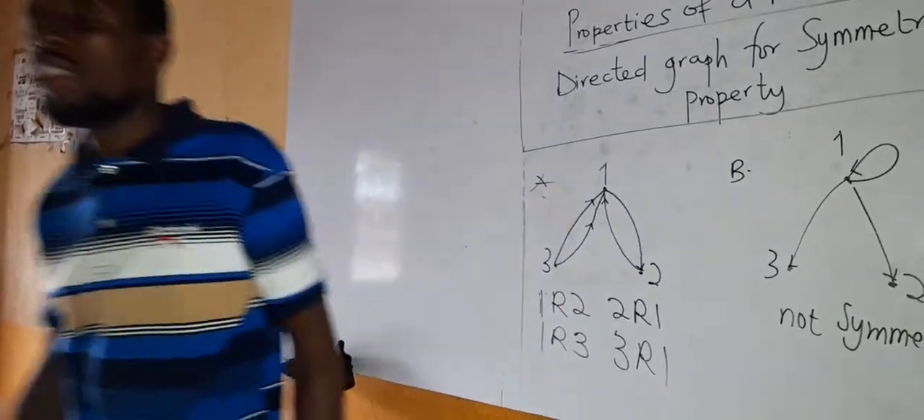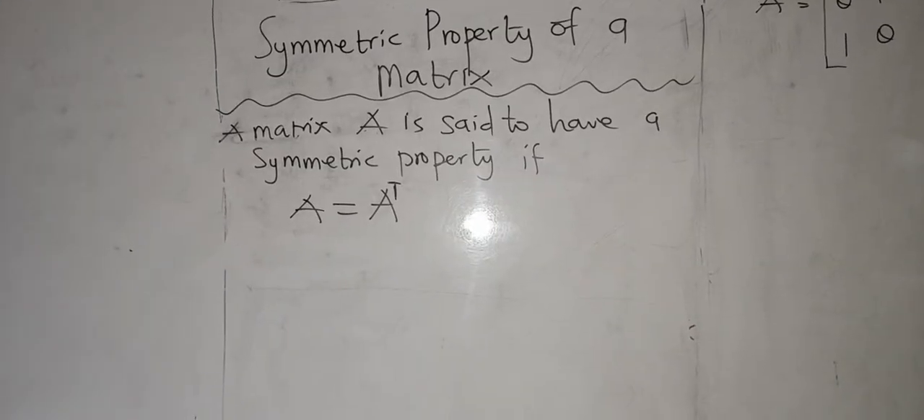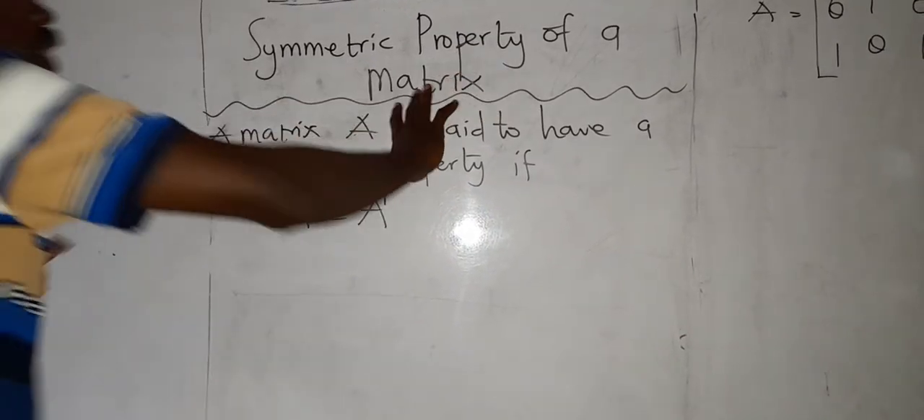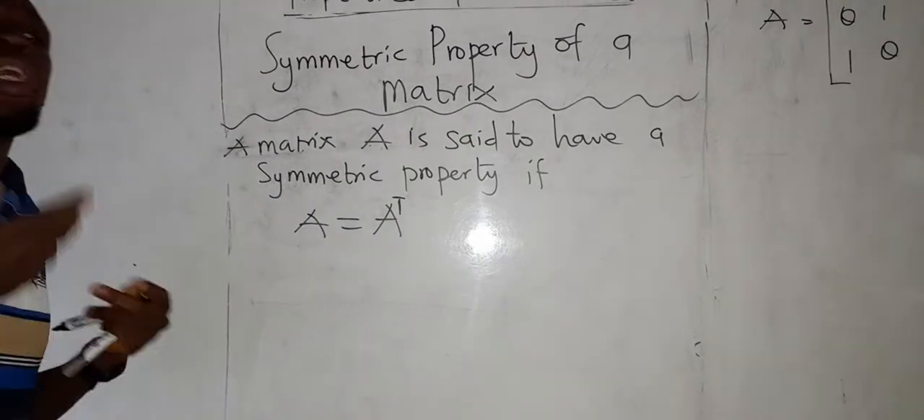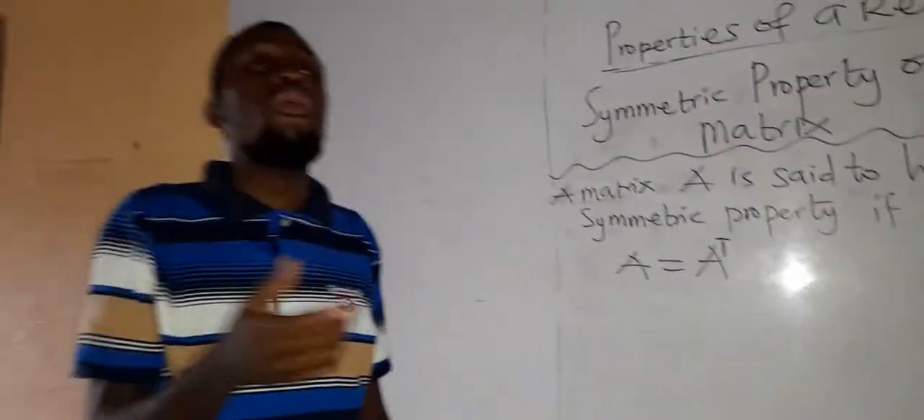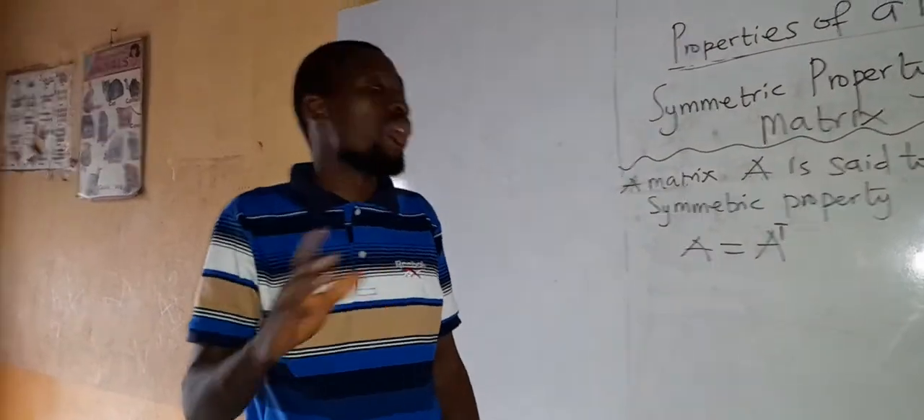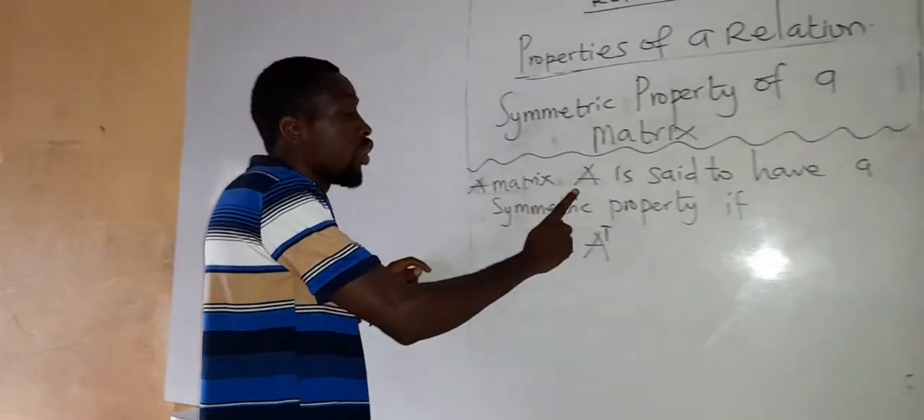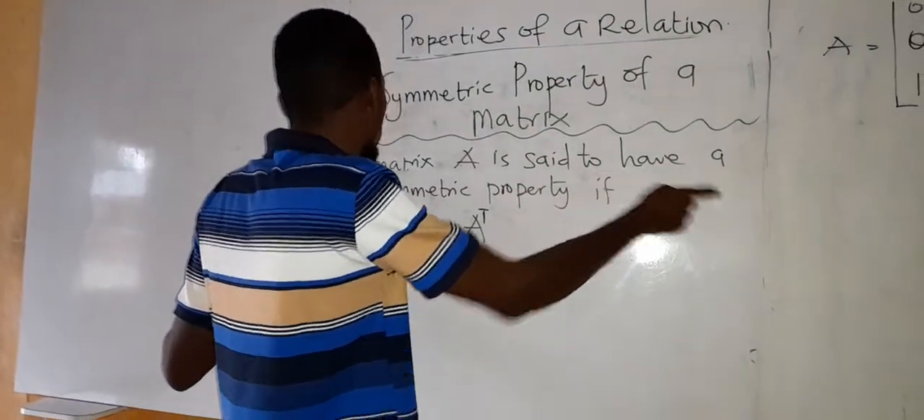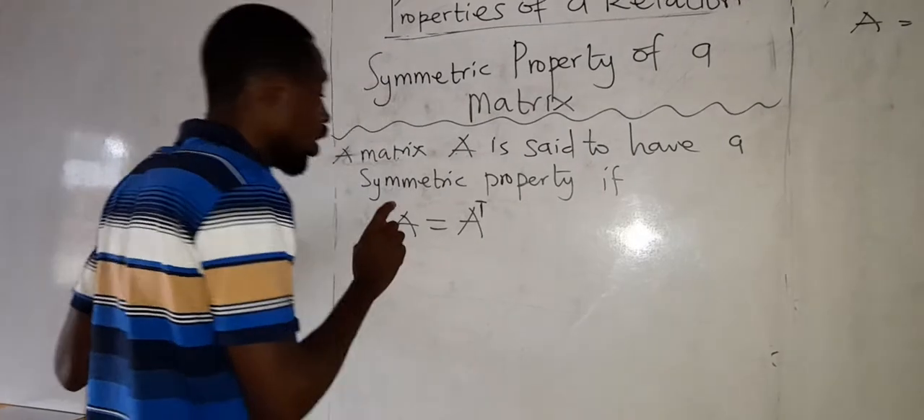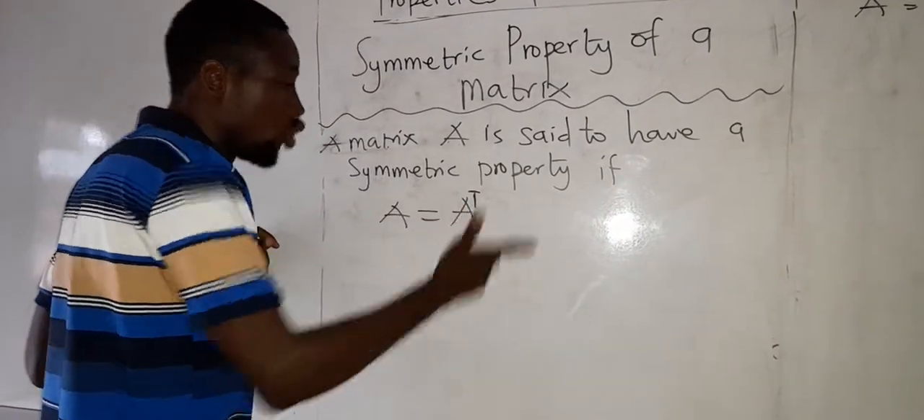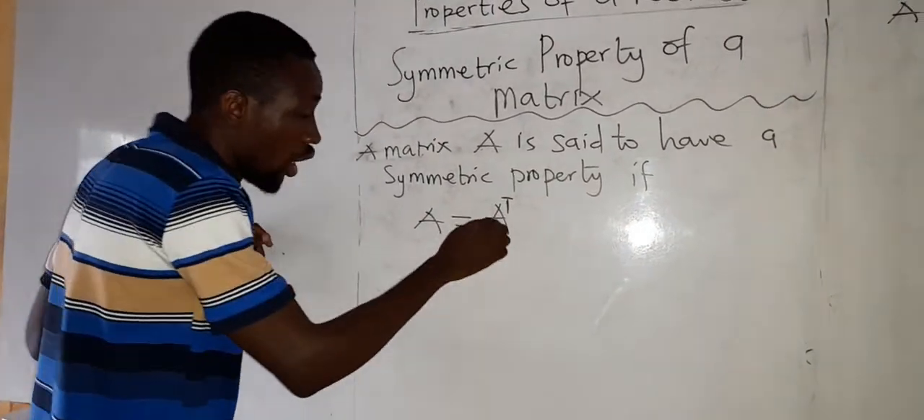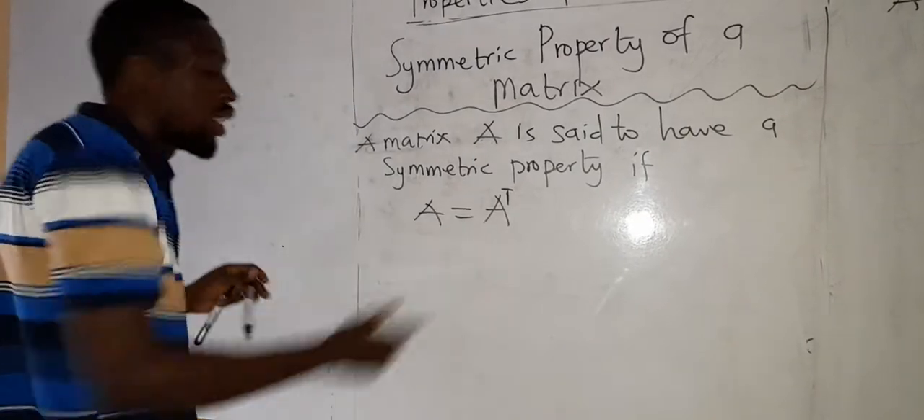So come with me. The next thing is we look at the symmetric property of a matrix. We determine whether the matrix of a relation is symmetric or not. Now, a matrix A is said to have a symmetric property if the matrix A is equal to A transpose. This is called A transpose. Now, what is the meaning?